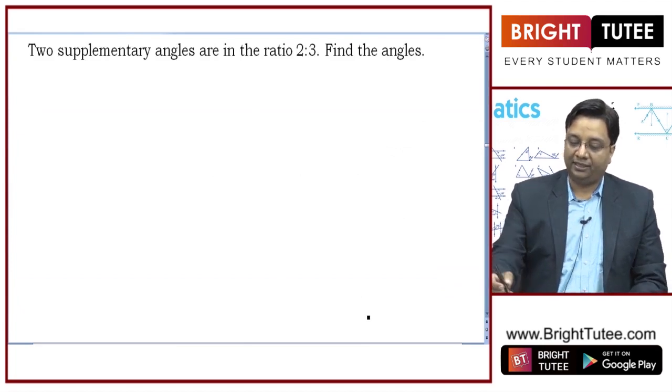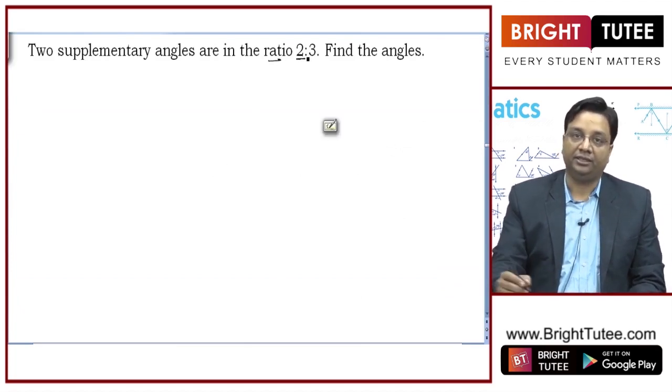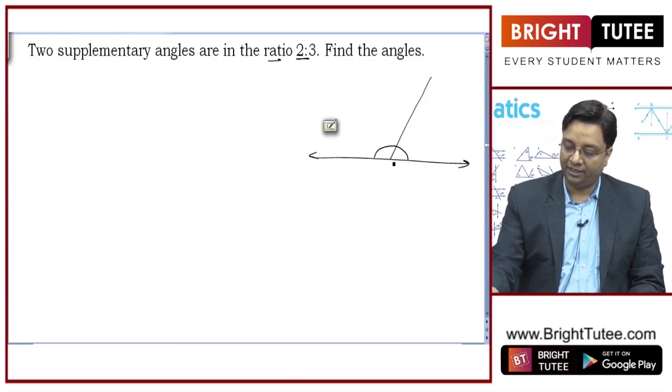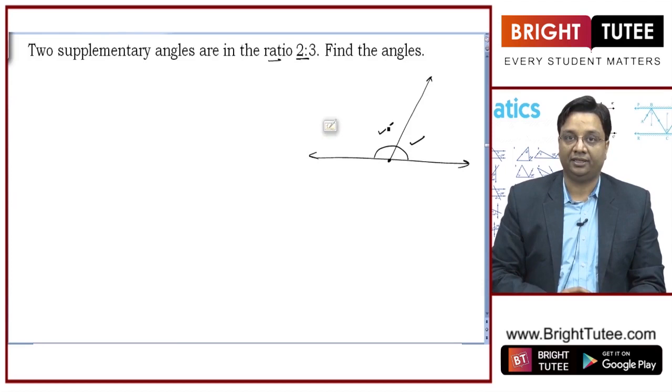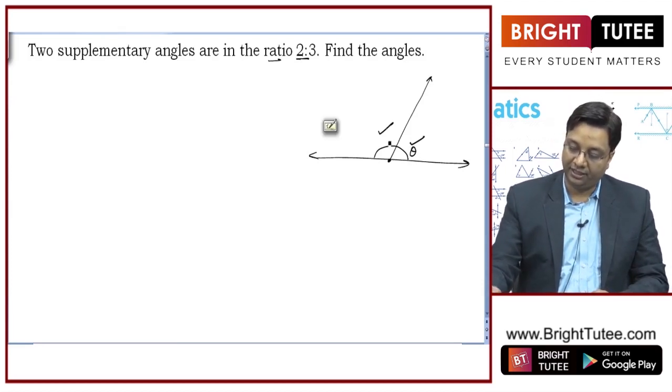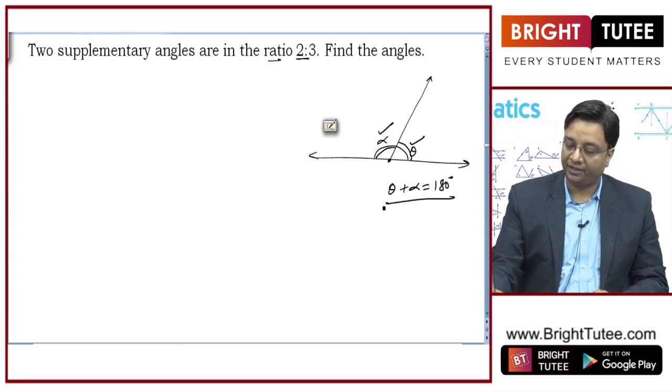Two supplementary angles are in ratio 2:3. What are supplementary angles? Let us say this is a straight line, so this is a straight angle, that is 180 degrees. If I draw another ray here, these angles are supplementary angles because their sum is 180 degrees. So if this is theta and this is alpha, theta plus alpha is equal to 180 degrees, right? It means that theta and alpha are supplementary.